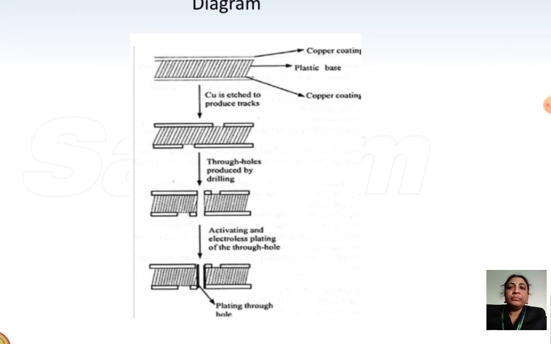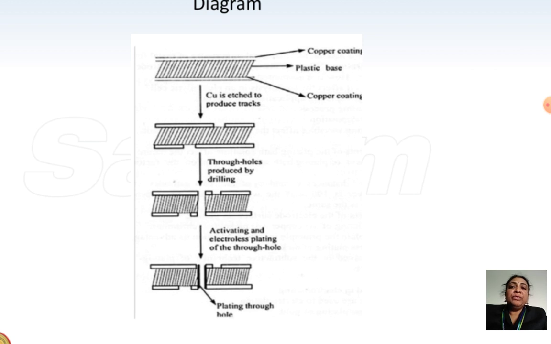The connections of both sides are made by drilling holes, followed by through holes, and then plating the through holes by electroless plating. The process is shown in the diagram here. Copper clad laminates are taken. Inside is the plastic base, or the motherboard, where the circuit pattern is there. That will be protected first.